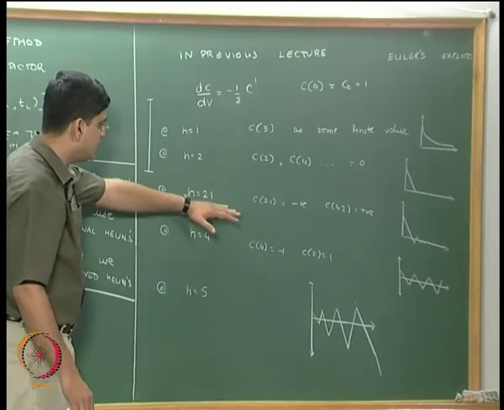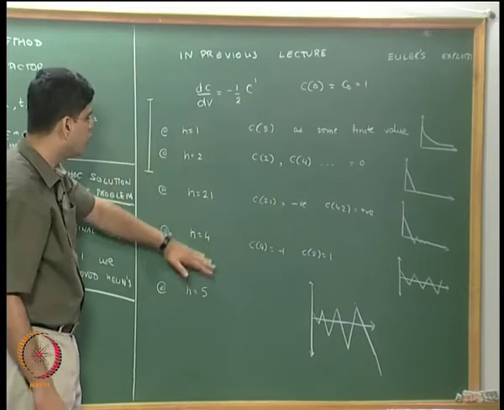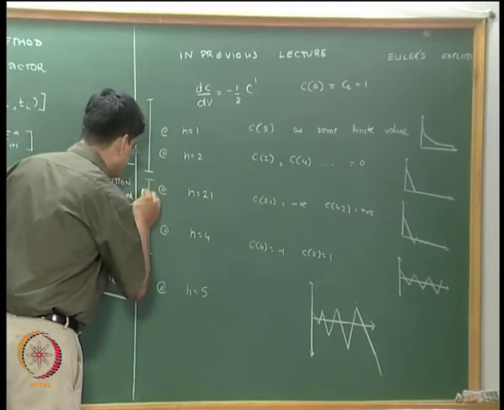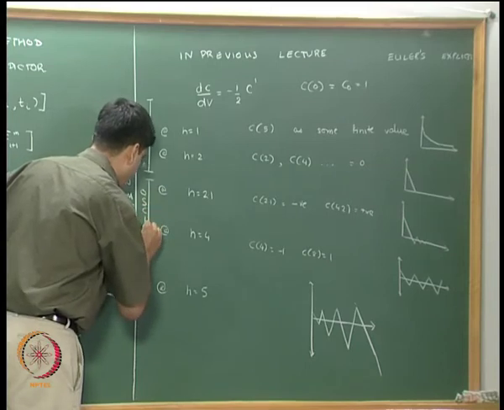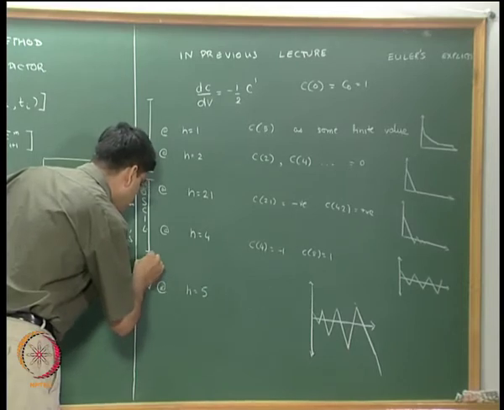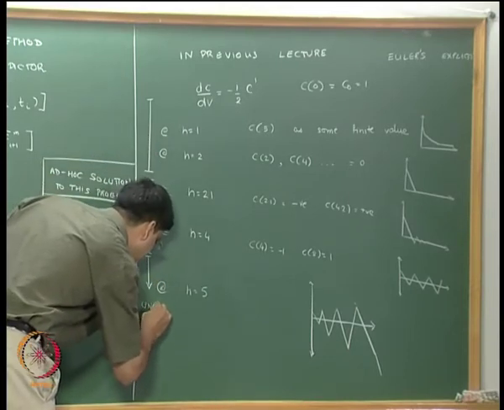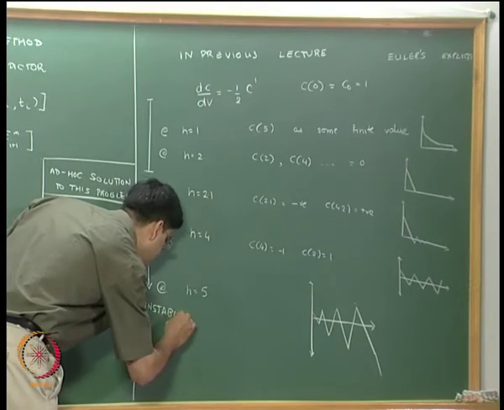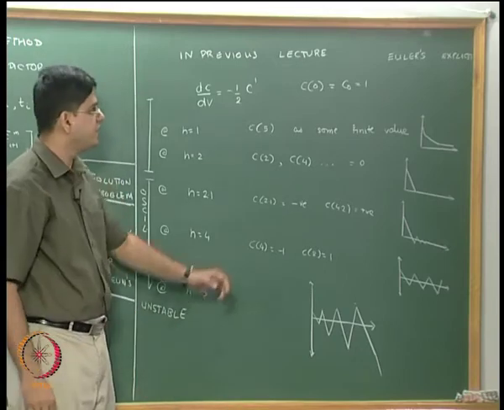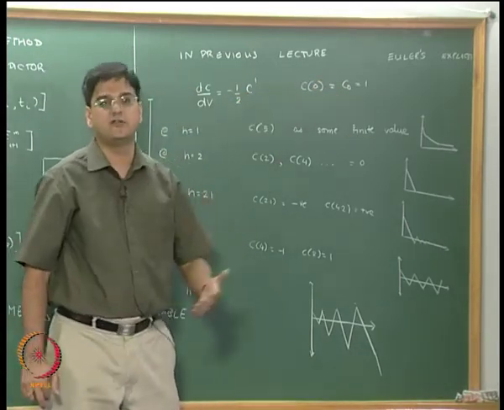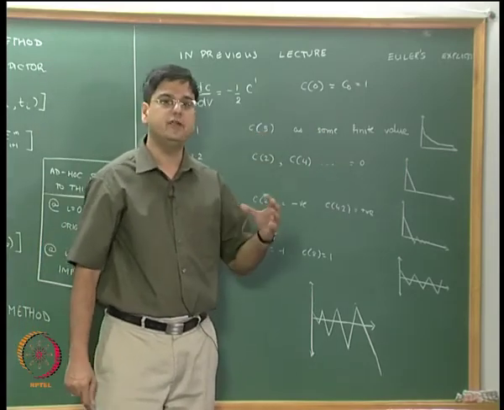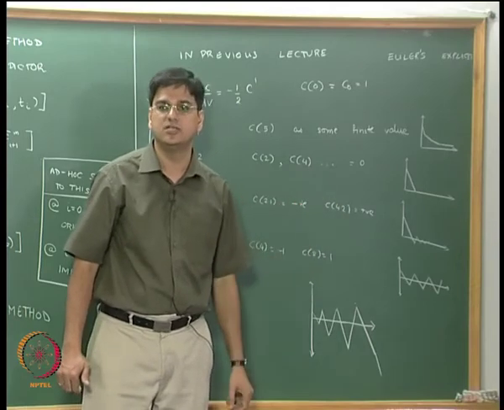Okay. The next case was when H was between 2 and 4. Between 2 and 4, what we saw was there were oscillations. And when H was increased beyond 4, we saw that the system was unstable. We will now go ahead and analyze this behavior for the Euler's explicit method, try to find out why we get this particular type of behavior, and then we will extend the same analysis to the Euler's implicit method.